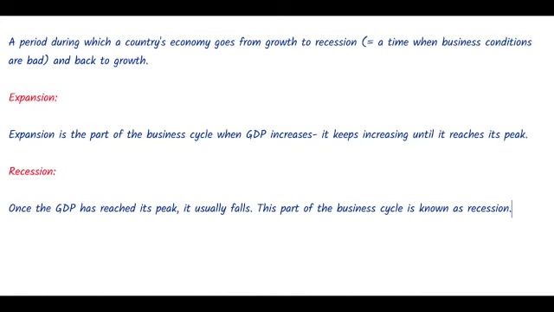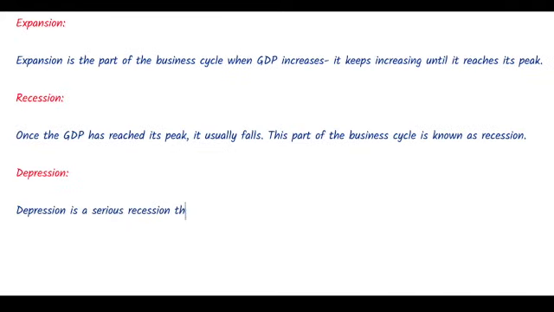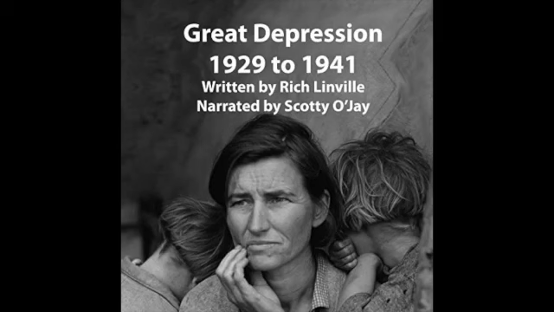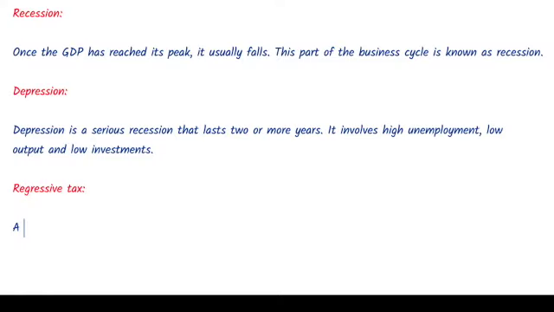And then we have depression. Depression is a serious recession that lasts 2 or more years. It involves high unemployment, low output, and low investment. A great example is the Great Depression of 1929 to 1941, with this very famous picture of a desperate woman with her 2 kids.